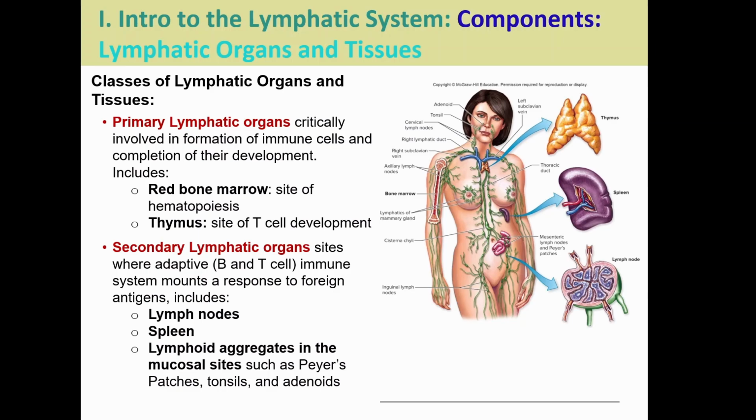Now let's go ahead and get into lymphatic organs and tissues, and in those cases we have two categories, primary and secondary. Primary lymphatic organs are going to be extremely important in the formation of immune cells, and so we have two: the red bone marrow, because this is where we are producing blood cells, and the thymus, where we are developing T cells further.